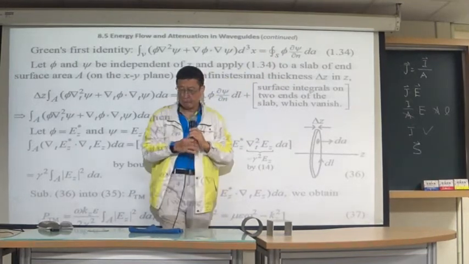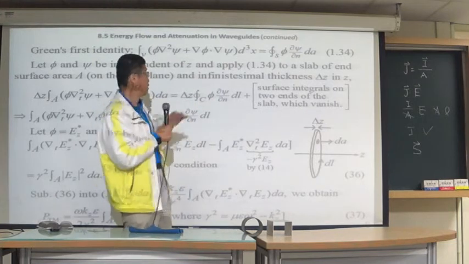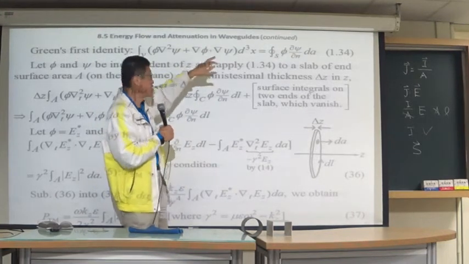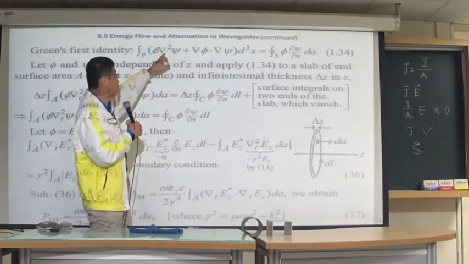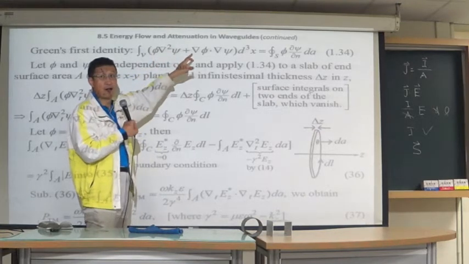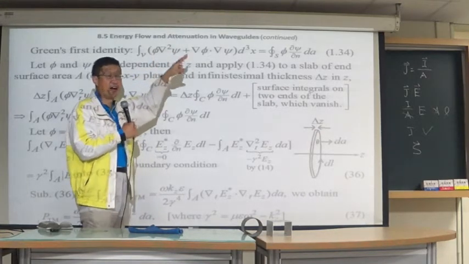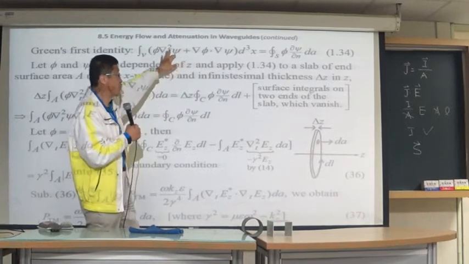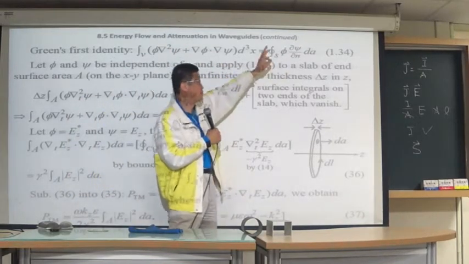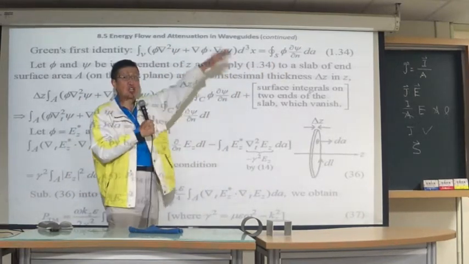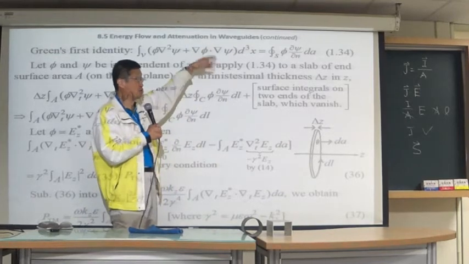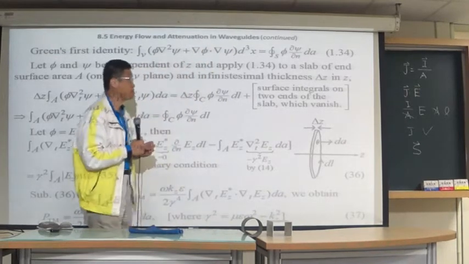So you can imagine, actually this one, divergence something. Something is phi gradient psi. Divergence of phi gradient psi gives us phi gradient psi, surface integration, normal to the surface. Okay.